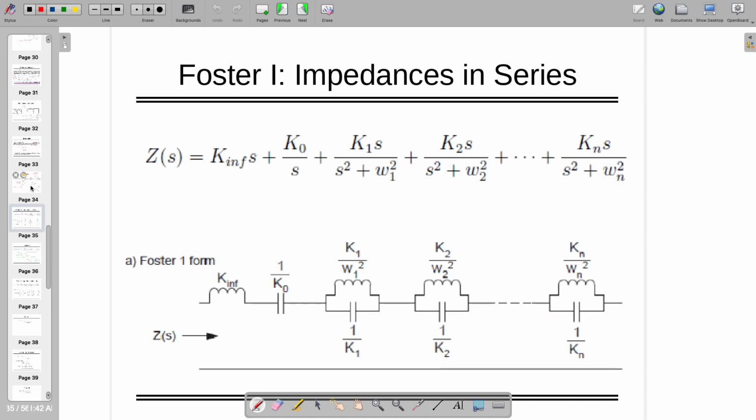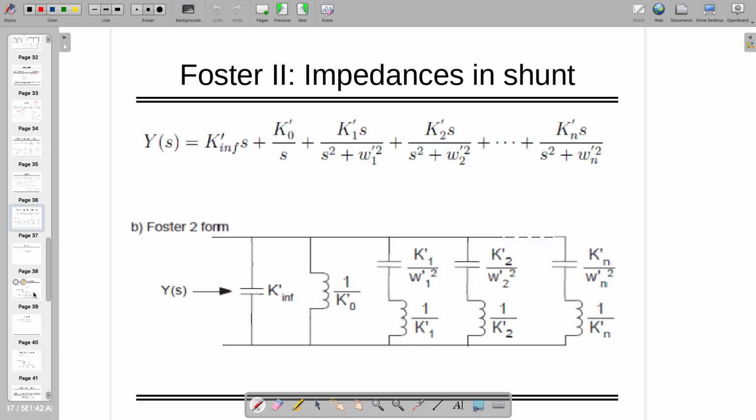Okay. So you know how to make Foster 1 and Foster 2. No problem. If I'm asking you to realize the circuit using Foster 1 and Foster 2, both will have different answers. But if I'm asking you to draw specifically Foster 2, you all will have the same answer. Foster 2 is known as parallel or shunt impedance, right?